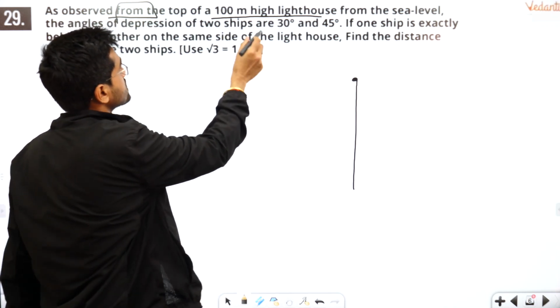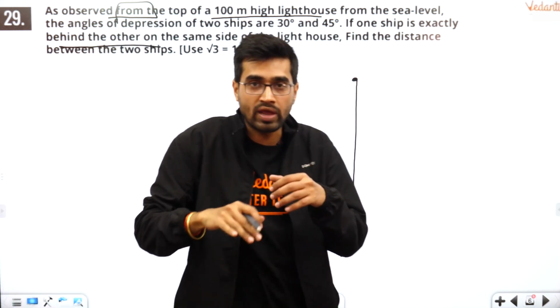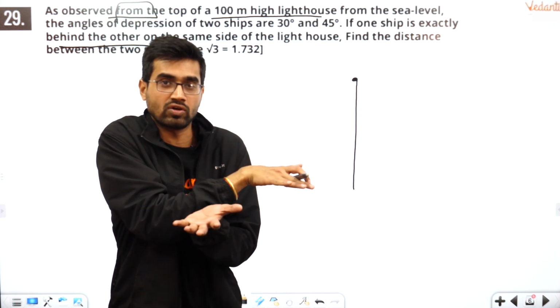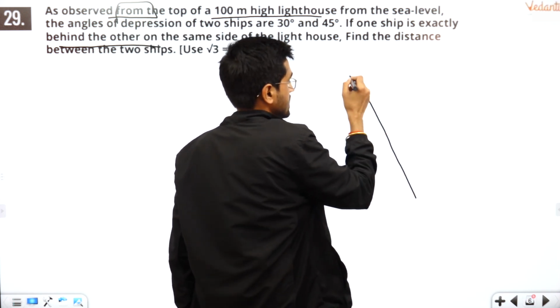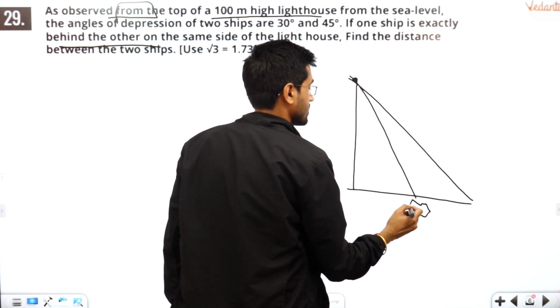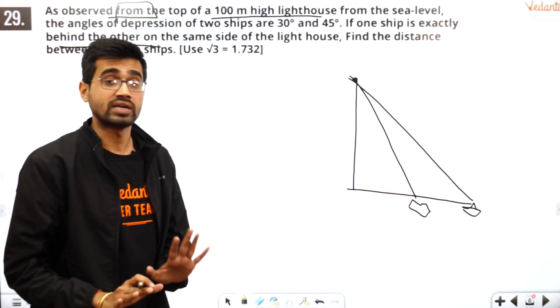Looking at what? Two ships. If one ship is exactly behind the other, just remember it's important. Either they can be opposite sides of the lighthouse or they can be both on the same side of the lighthouse. So one is here, the other is here. Try to understand this. This is one ship. My ship is looking like that. I do not know how to make ship. I make these things. Adjust.